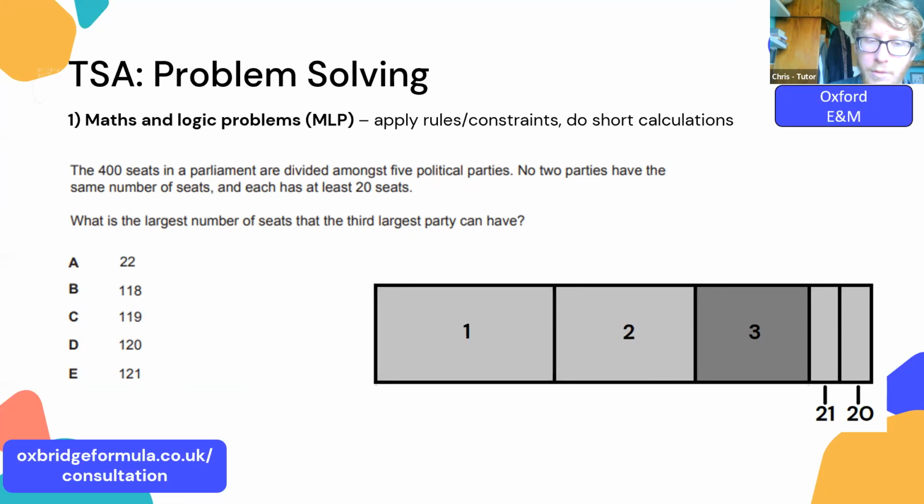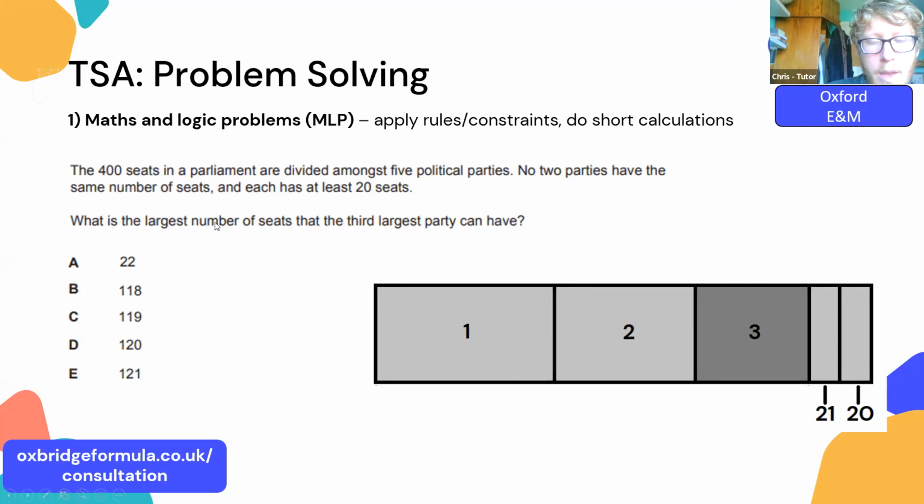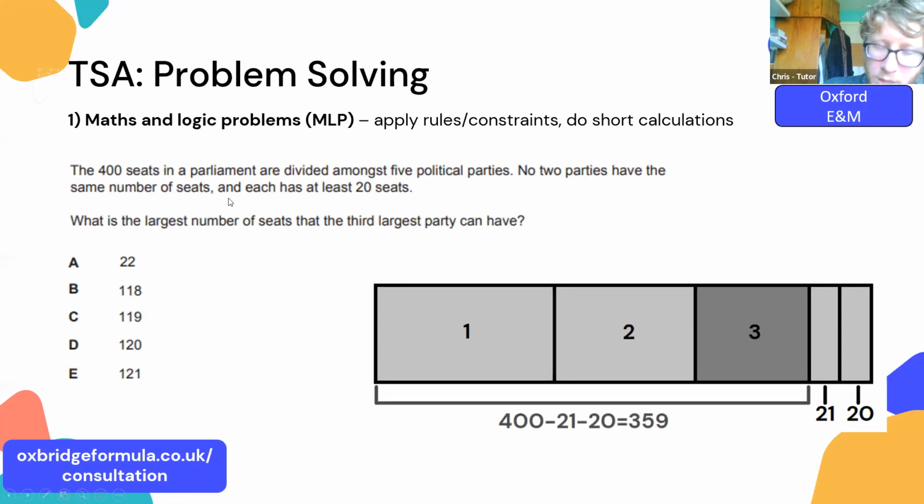Unfortunately, it's not allowed. We have to give the fourth largest 21 because remember our other part of the constraint, which we would have underlined, 2 can't have the same number. And then we've got 359, which we have to split between 3 parties. And that initially seems complicated because you can't divide it by 3.